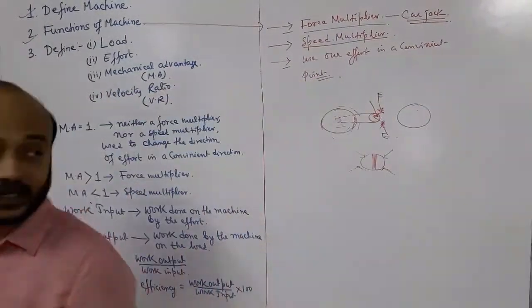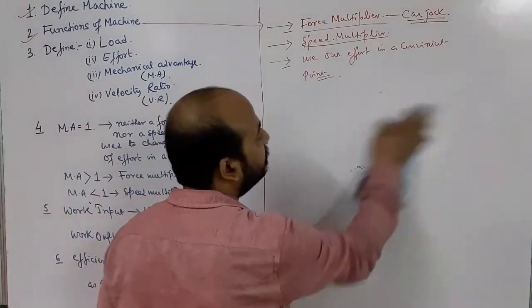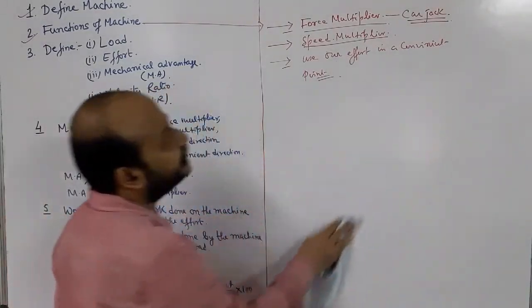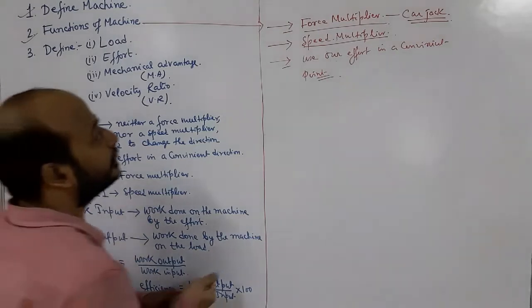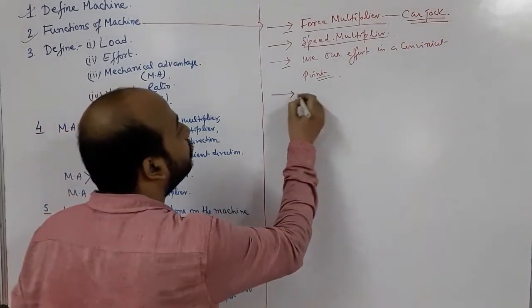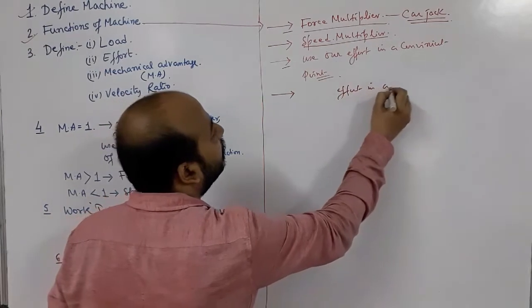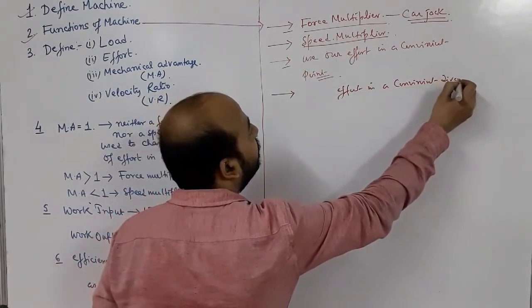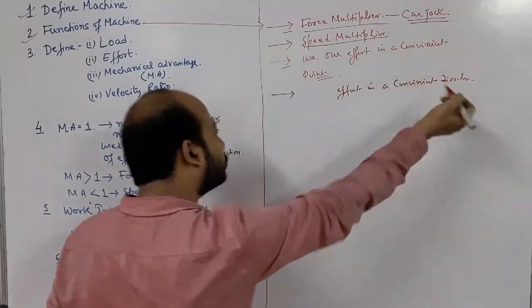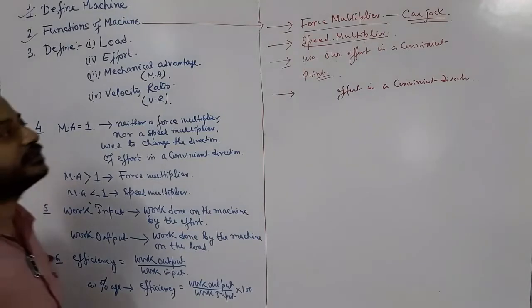Okay, so that's the third function we can say: to use our effort at a convenient point. And the fourth function is that we can also use our effort in a convenient direction. Convenient point, this one, and also we can apply our effort in a convenient direction by using some machine.